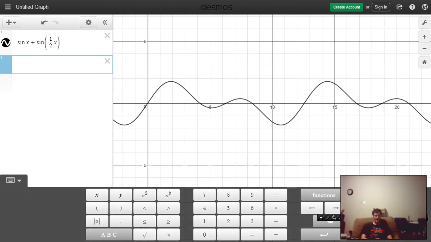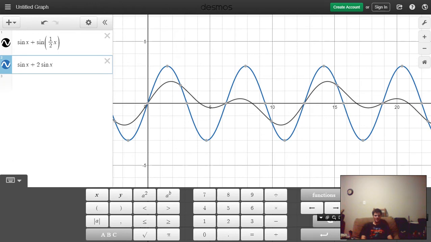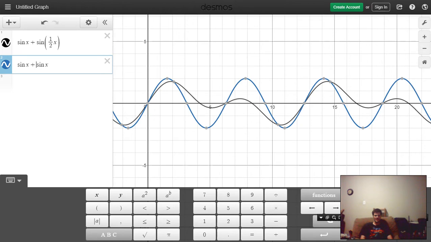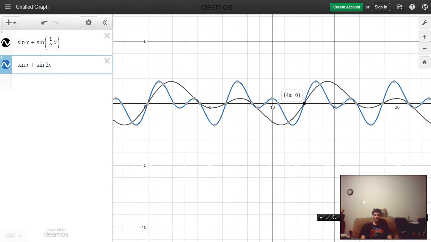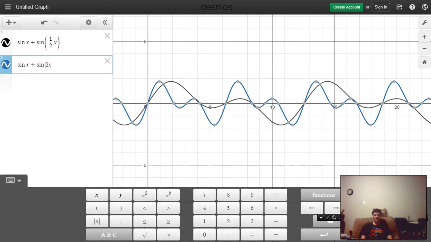So let's add sine x plus 2 sine x. I did something wrong. No, that's adding amplitude. Sine of 2x. So when you look at what you got out of that, now the wave is just wider. This is one whole wavelength. Whereas one wavelength completed here for this function, one wavelength completes in twice the time when you add twice its wavelength.